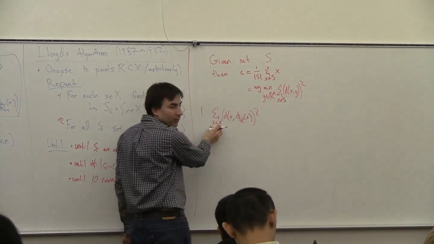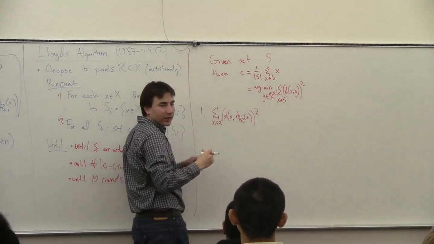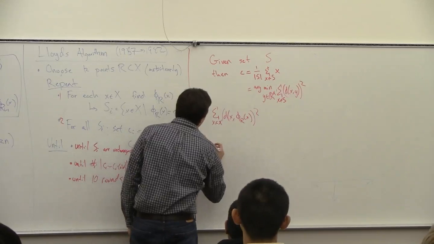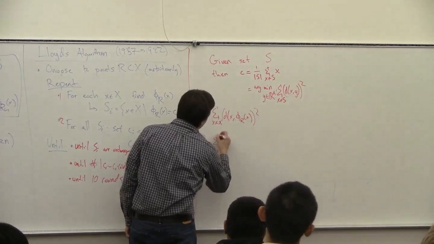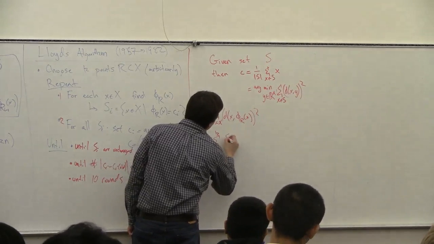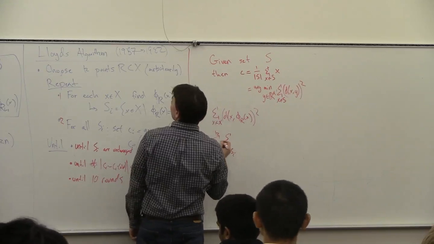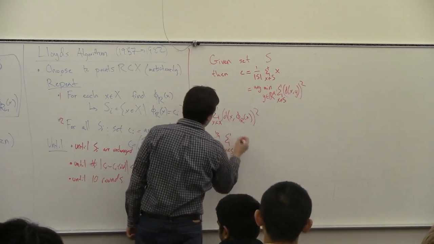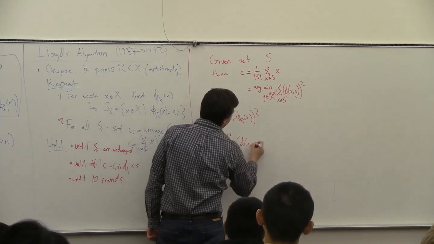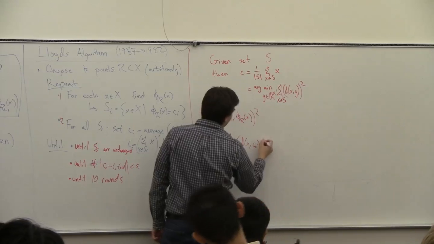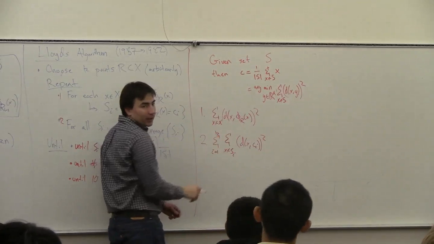Right. So I'm taking the sum over all these elements. Each element of the sum is decreasing or staying the same. In the second part, I can write the sum over i equals 1 to k of the sum over x in S_i, and then write the d of x to c_i squared. So these sums are the same thing here, right?